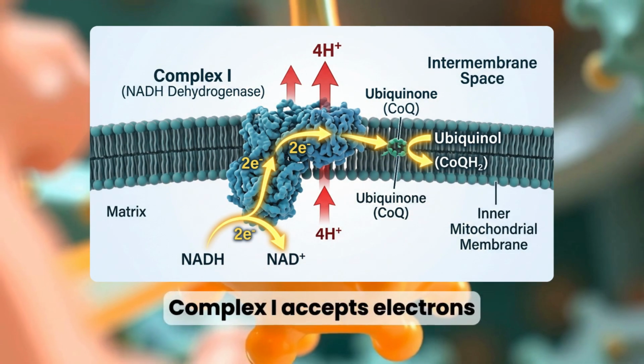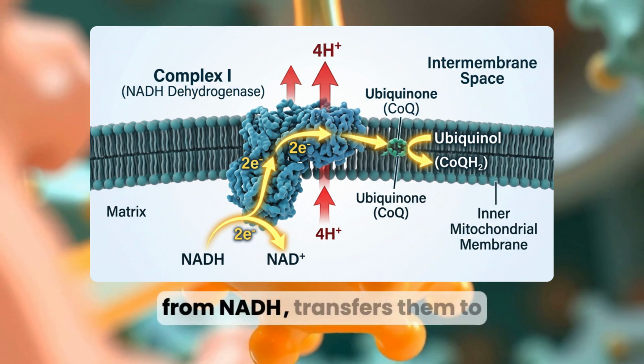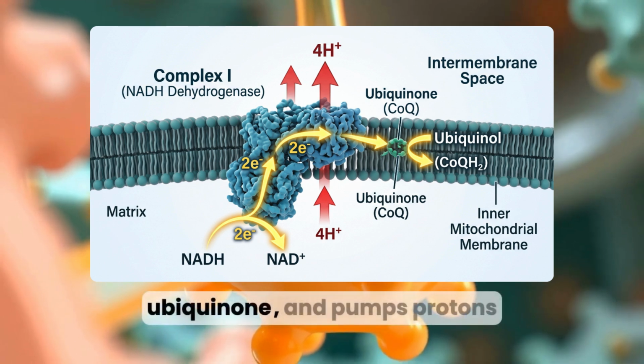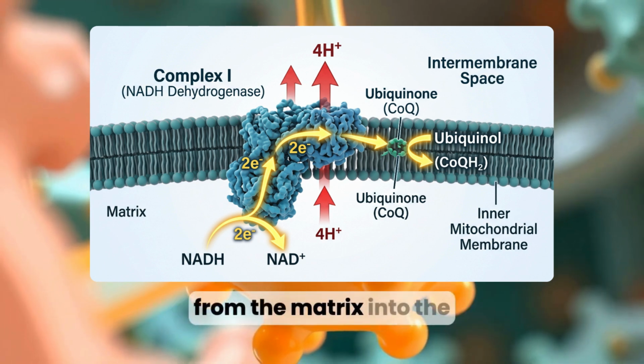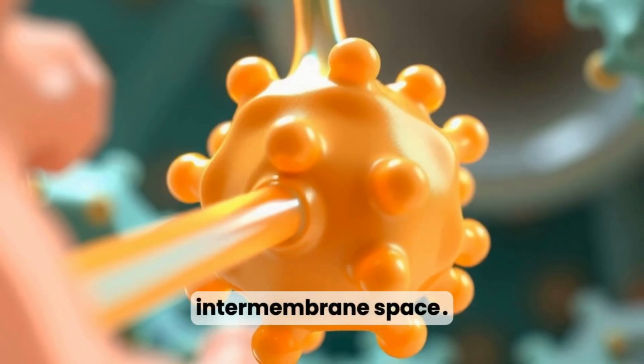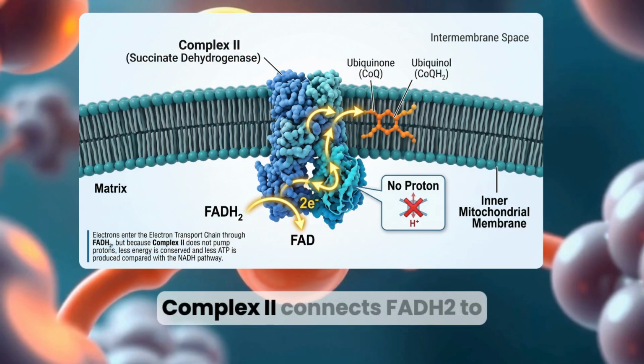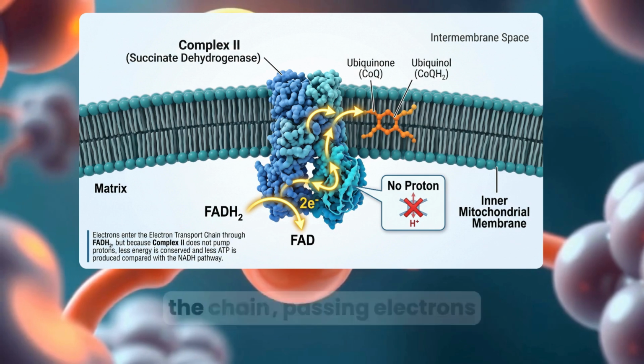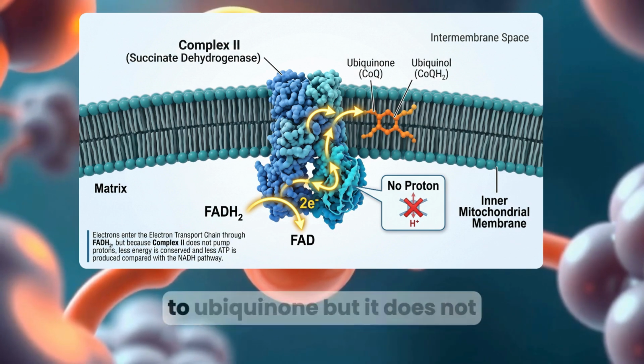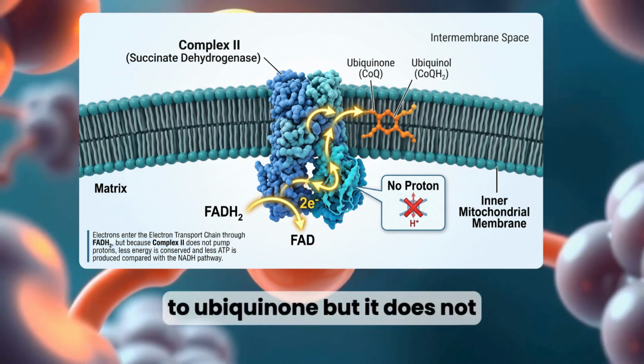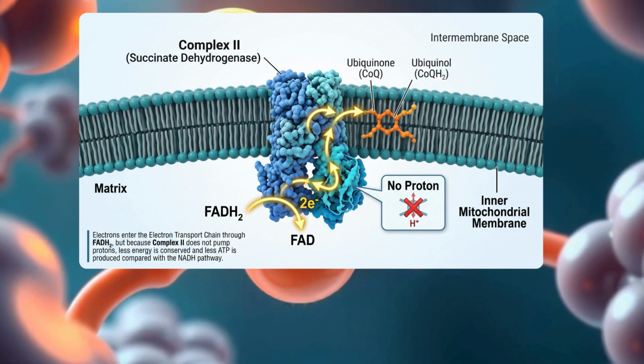Complex 1 accepts electrons from NADH, transfers them to ubiquinone, and pumps protons from the matrix into the inner membrane space. Complex 2 connects FADH2 to the chain, passing electrons to ubiquinone, but it does not pump protons, so it yields less ATP.